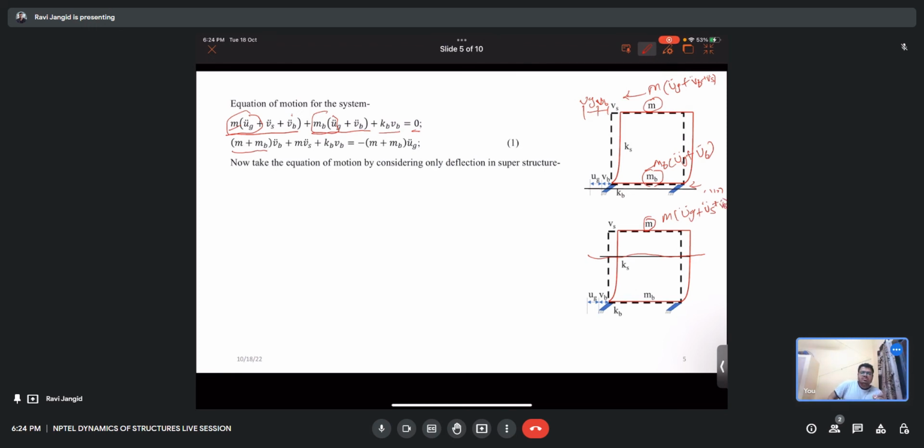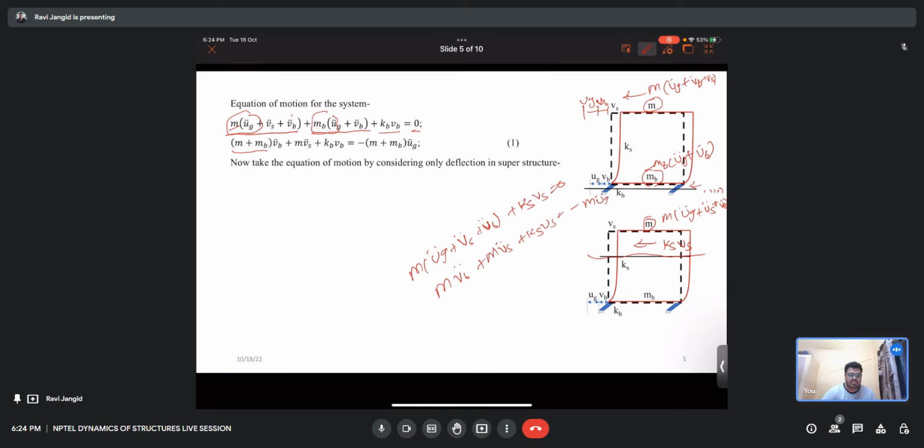Okay, and there is a stiffness force, that would be Ks times Vs. So if I write my equation, that will be M times (UG double dot plus Vs double dot plus VB double dot) plus Ks times Vs is equal to 0. So that will become my equation: M VB double dot plus M Vs double dot plus Ks Vs is equal to minus M UG double dot.